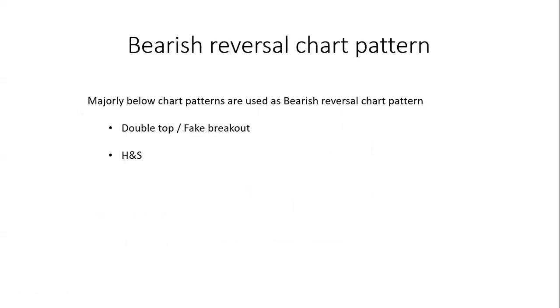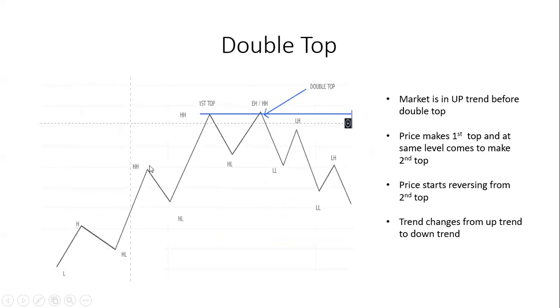Now let's look at the bearish reversal patterns. We basically have two bearish reversal patterns: double top or fake breakout, and head and shoulder. Like we have seen in the double bottom, here what happens? The stock is in an uptrend. It makes a first top, then it comes down. There is a pullback. It makes a higher low, and then it goes up again.